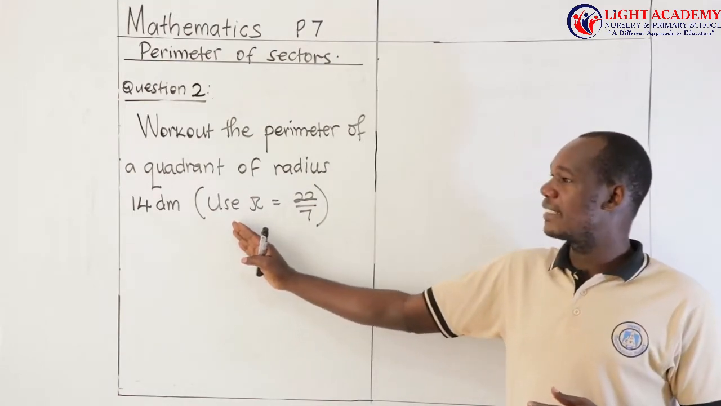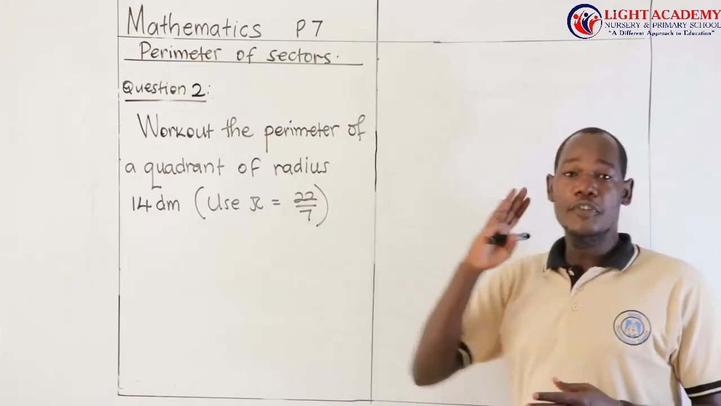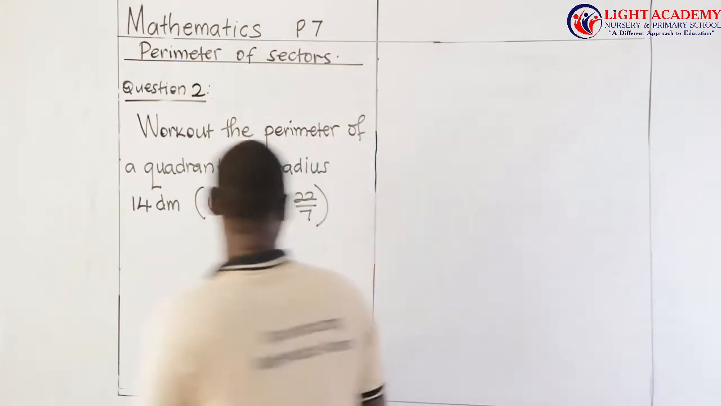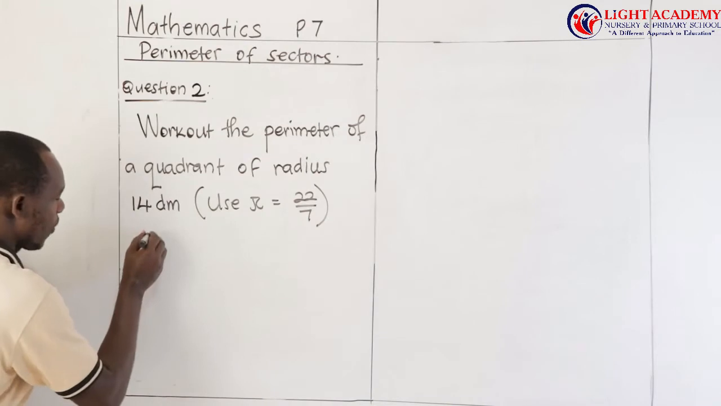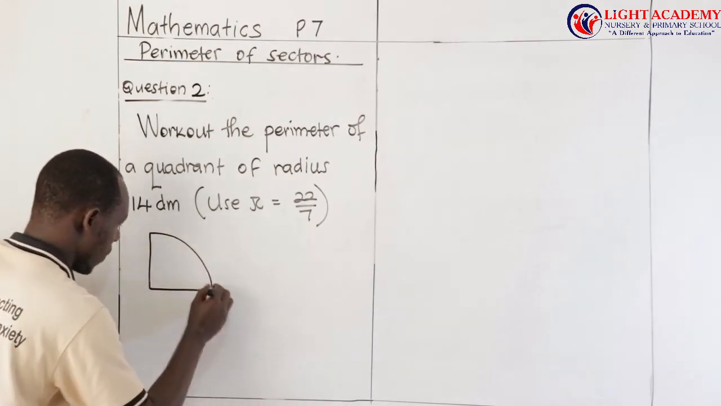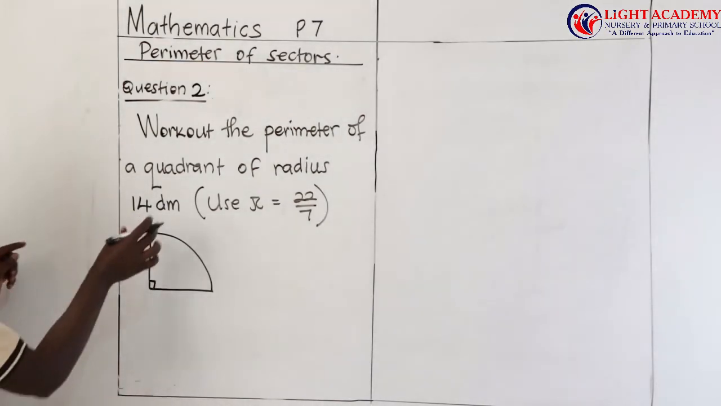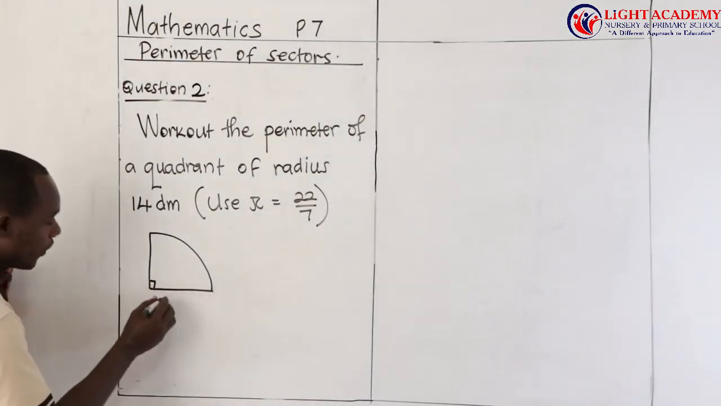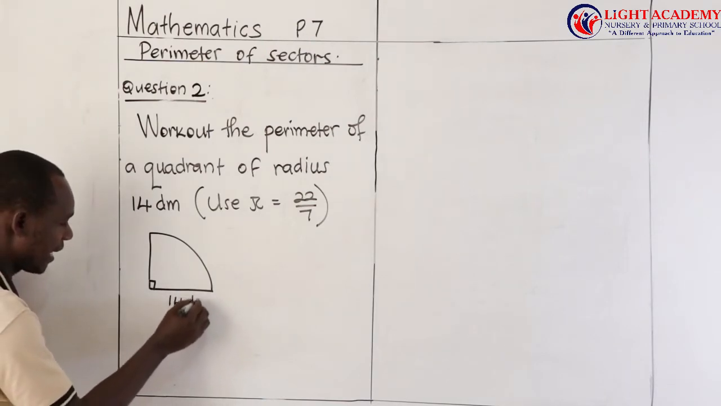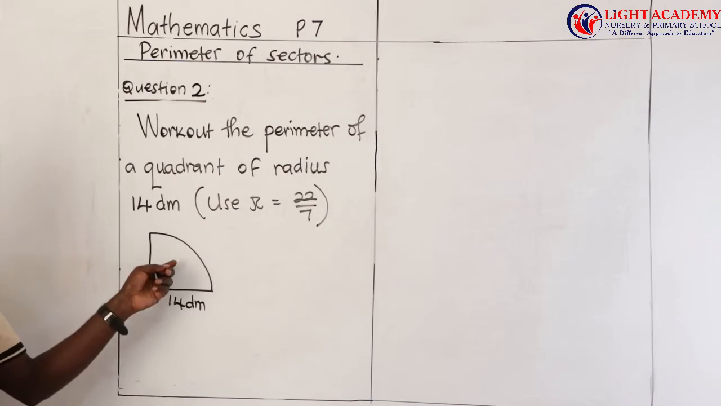Remember, a quadrant is a quarter of a whole circle. So if I draw this quadrant, it is supposed to look like this. This is our quadrant, and this angle must be 90 degrees. They are saying the radius, which is from here up to here, is 14 decimeters. And they are asking us to find the perimeter of this figure.